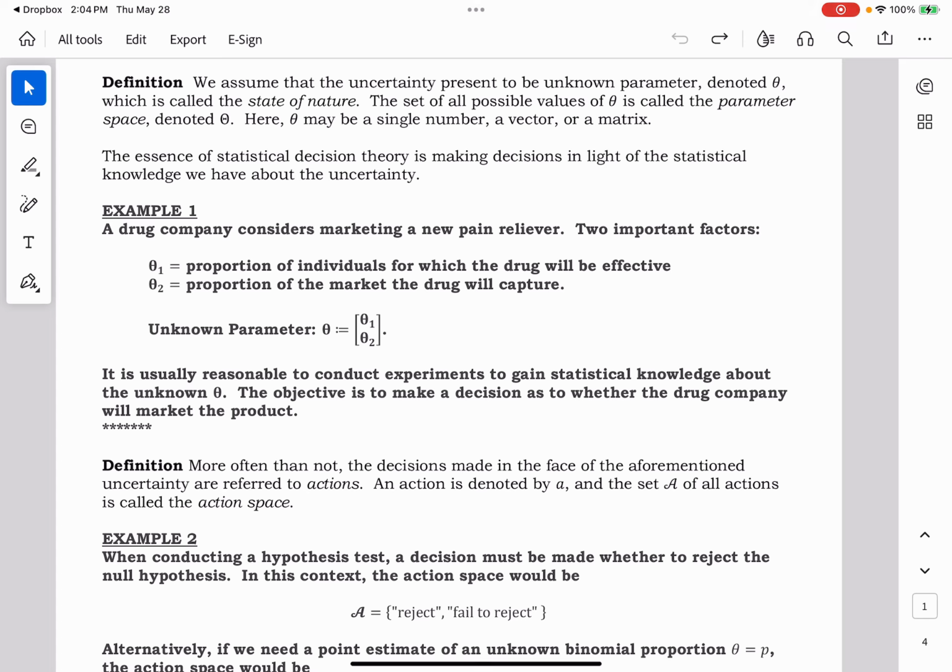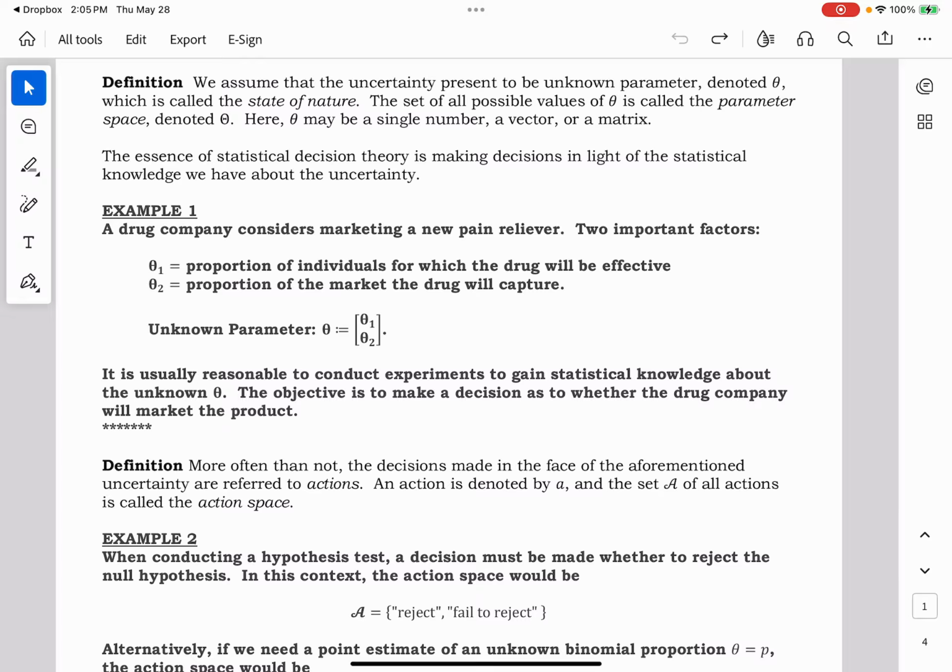And so you'll notice there that there's little theta and big theta. Big theta is the parameter space. So if we're talking about perhaps some data following an exponential distribution, then theta would have to be a positive real number. And so in that case, big theta would be the set of positive real numbers, and little theta would represent the specific real number that applies to the distribution. And so therein lies the source of the uncertainty that was referred to earlier.